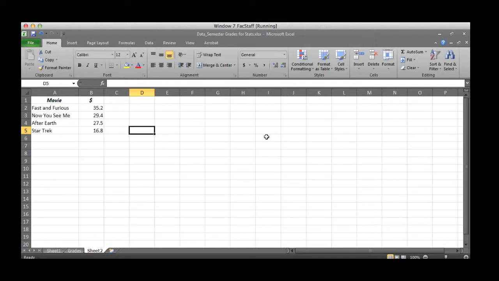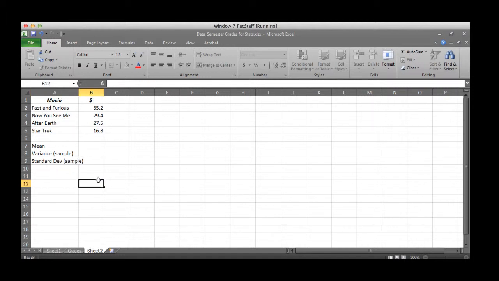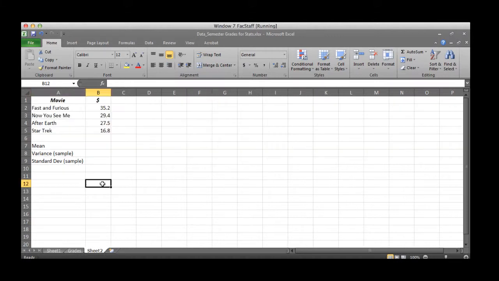Okay, so we're back. Here is the data set. Again, it's pretty easy to work with. And some calculations in Excel, very basic. If we want to calculate the mean, we want to calculate the variance of the sample, and we want to calculate the standard deviation of the sample.